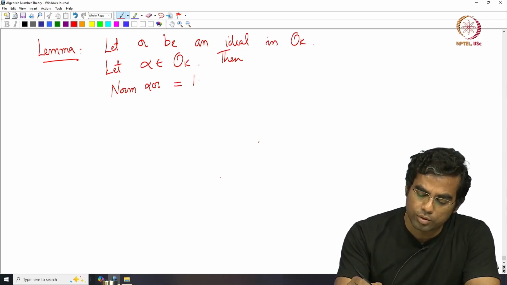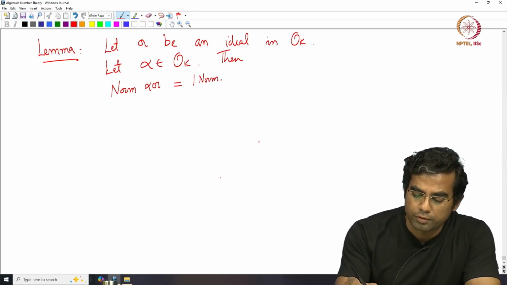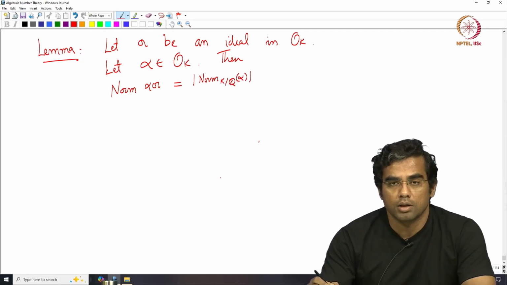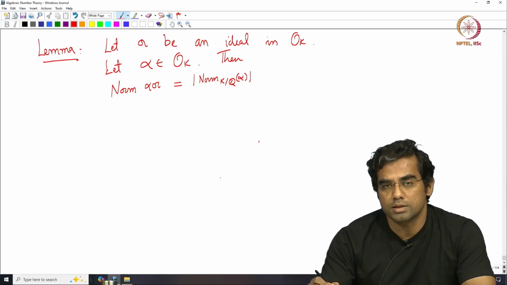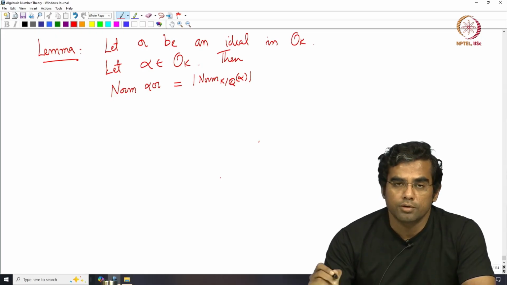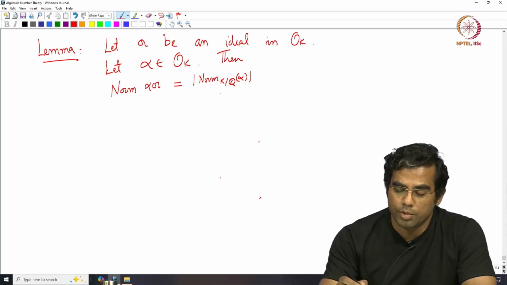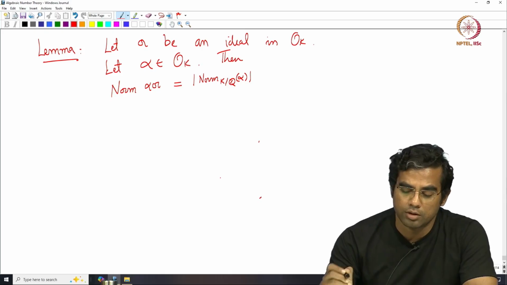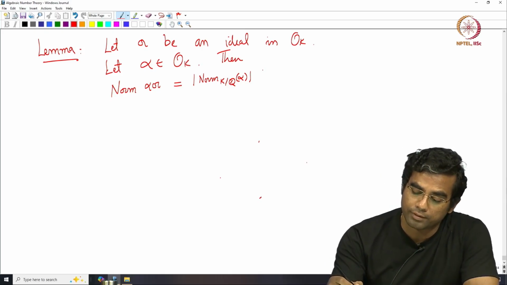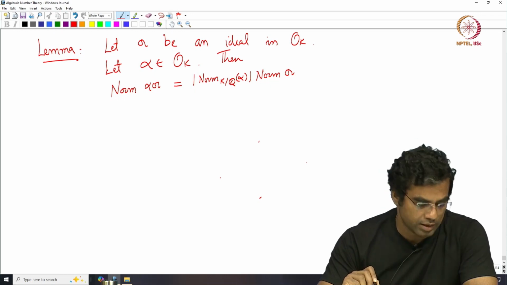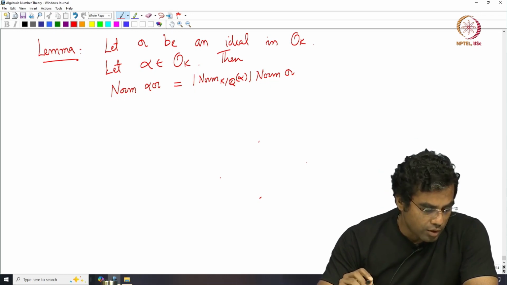This is equal to the absolute value of the norm from k to Q of alpha, times the norm of A. Earlier we defined the norm of elements from number field k to Q, and that is an element of Q. When you take an algebraic integer, you get an element of Z, but it could be negative. So, we have to take the absolute value of the norm of alpha. That is the relation between the norm of alpha A and the norm of A. Okay, so, how do we do this?